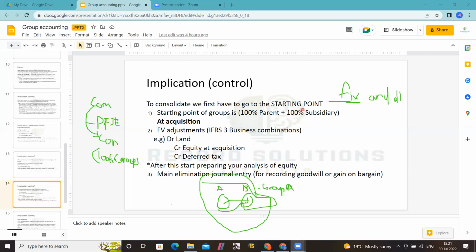So let's say the PPE was overvalued, so it was 100,000 here, and the fair value is actually 80,000. Then that means that PPE is going to be credited, and you're going to debit equity at acquisition.